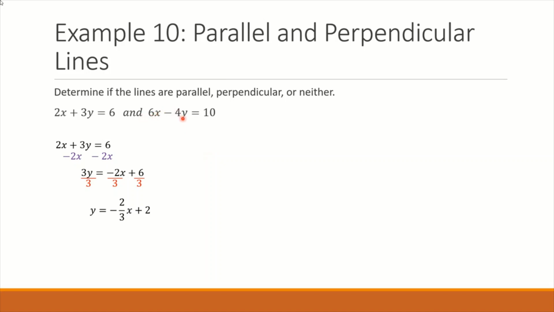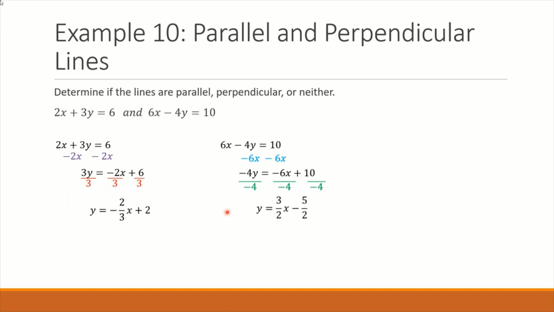Now I'm going to look at this one, solve for y and simplify. So I'm going to get rid of that 2x. So I'm going to subtract and do the opposite. So subtract 2x from both sides. I get -4y equals -6x plus 10. Then I want to get rid of that -4, so I divide everything by -4. And I get y equals 3/2x minus 5/2.